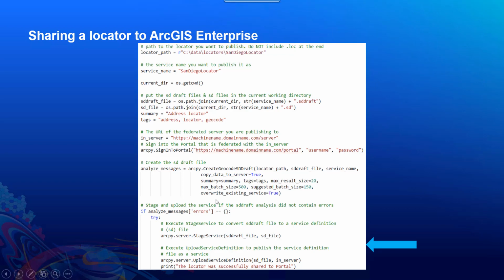And then same thing, we'll call create geocode SD draft with all of those good parameters. And finally, we have stage service and upload service definition. Now here, instead of putting the AGS connection in upload service definition, you'll pass in server, which is the URL to your hosting server.